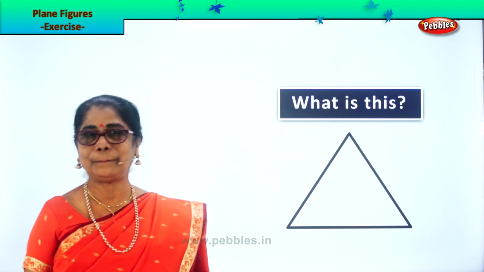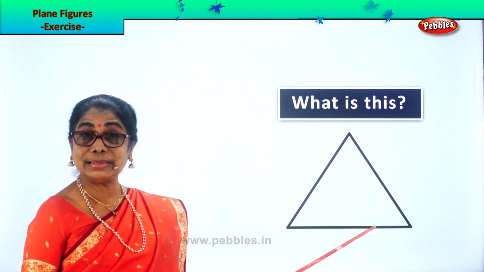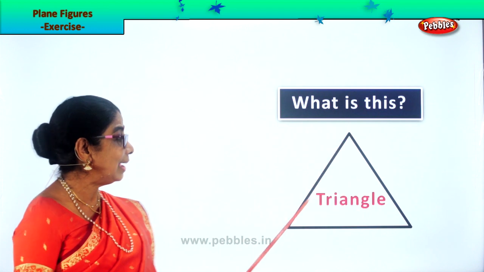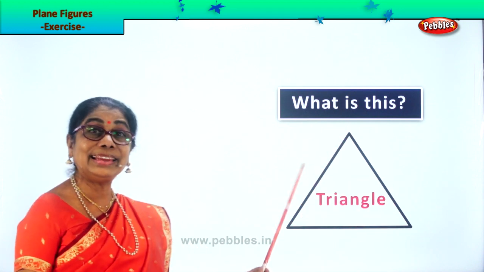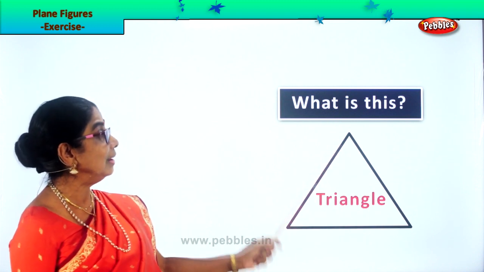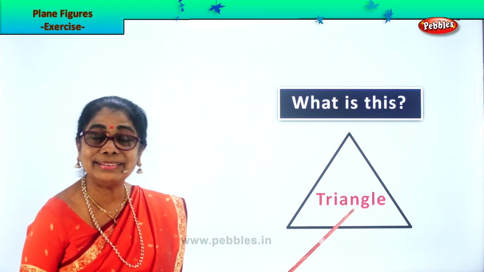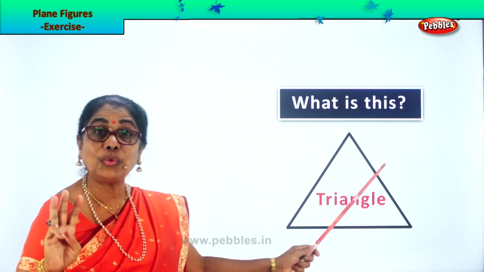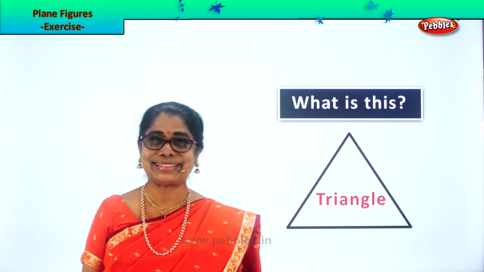Look carefully. What is this? This is a triangle. A triangle has three corners and three sides. What is this? This is a triangle. A triangle has three corners and three sides. Very good. Let's go on to another exercise. Are you enjoying this? Good.